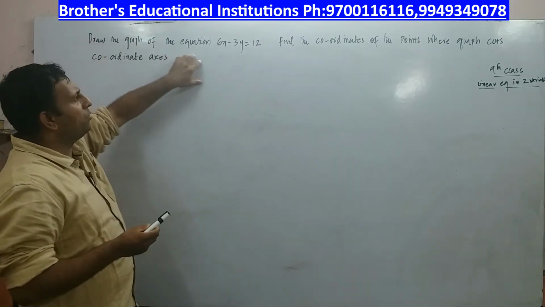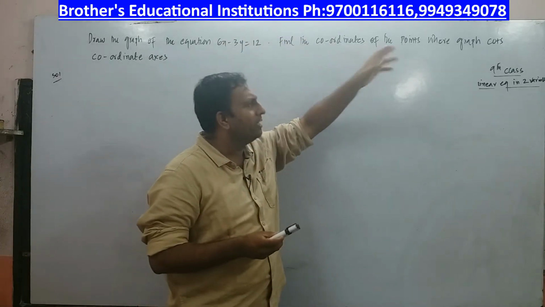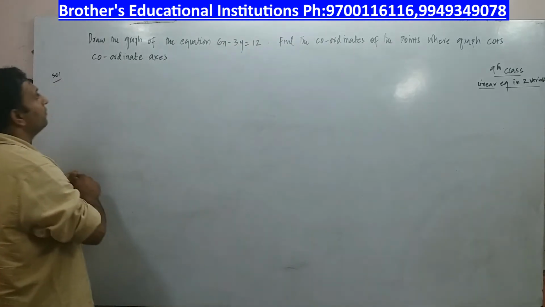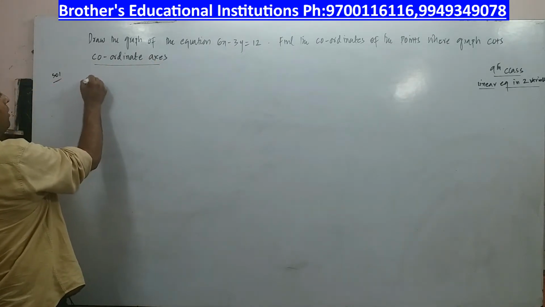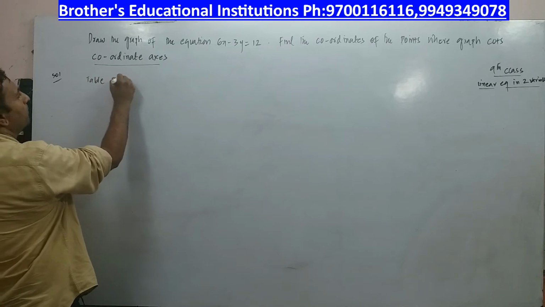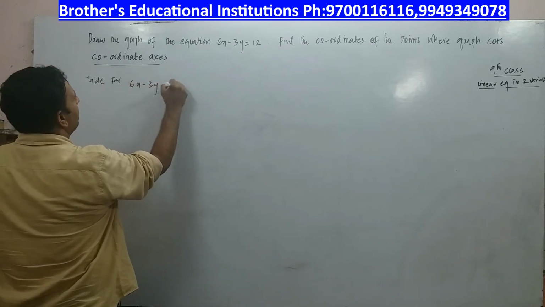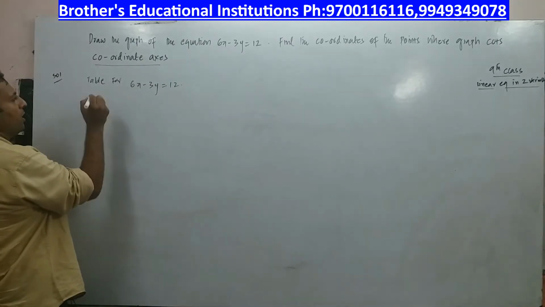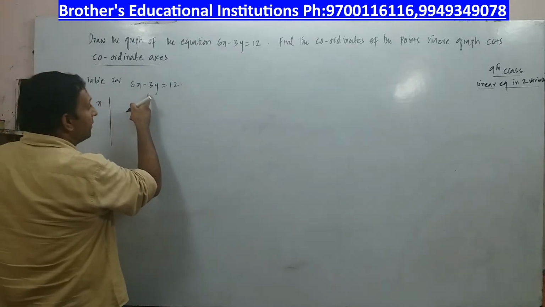Draw the graph of the equation 6x minus 3y is equal to 12. Find the coordinates of the point where the graph cuts the coordinate axis. So as I have told you, I will have to draw a table for 6x minus 3y is equal to 12. You have x, right, and you have to write something in terms of y.